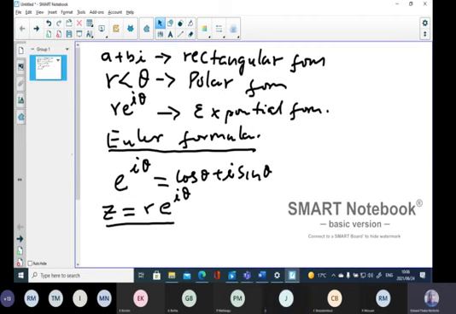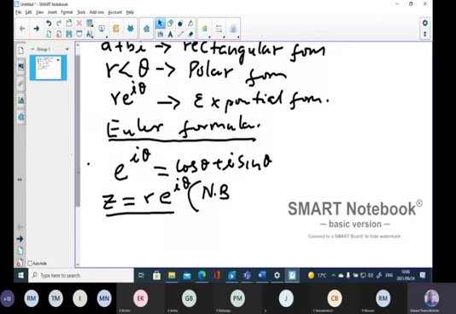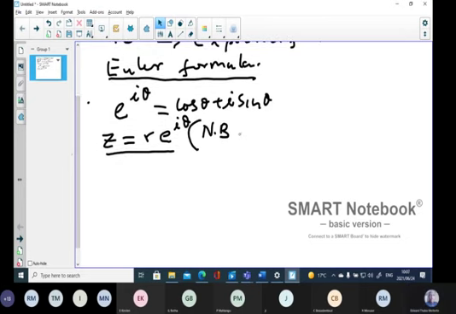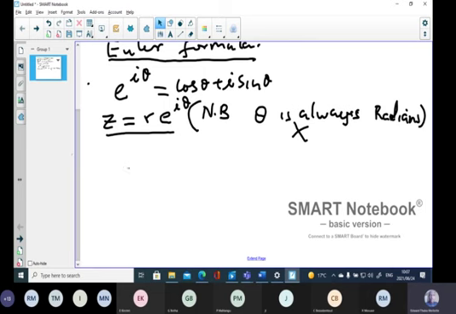Now remember, please note that theta is always in radians. If you write in degrees, the question is not going to be marked. You lose all the marks. Always write theta in radians when you are dealing with exponential form.